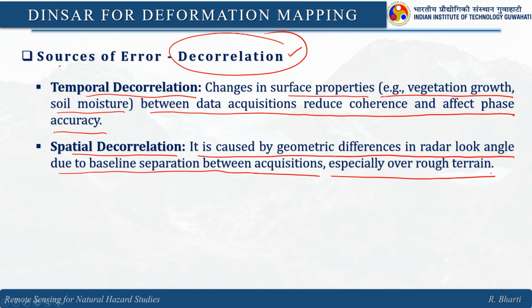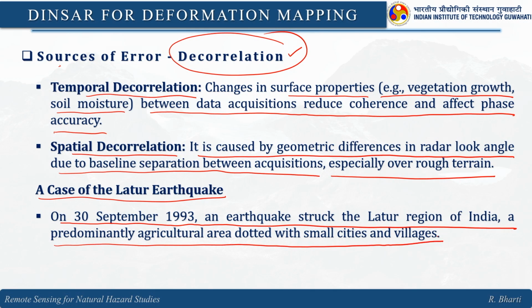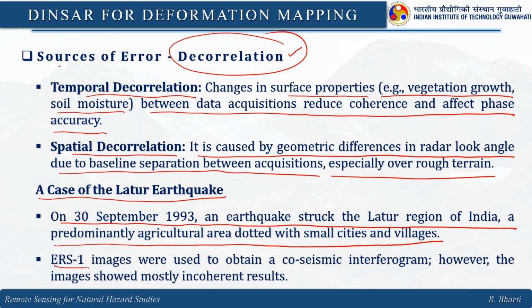over rough terrain. A case of the Latur earthquake on 30th September 1993: an earthquake struck the Latur region of India, a predominantly agricultural area dotted with small cities and villages. ERS-1 images were used to obtain a co-seismic interferogram.